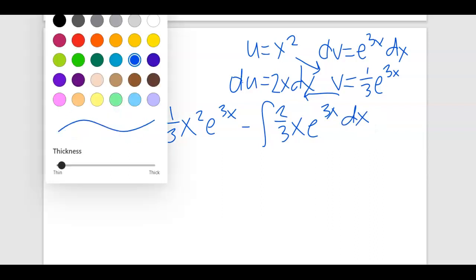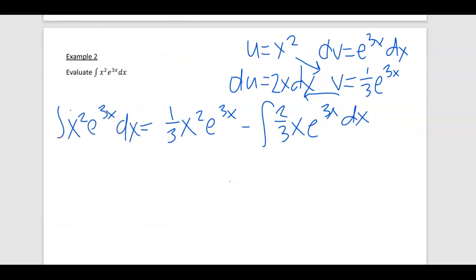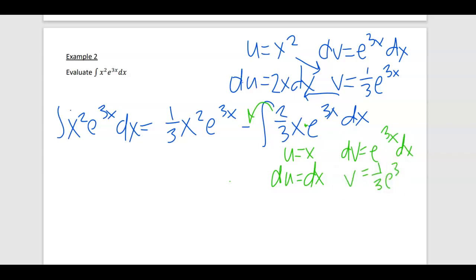I need to use integration by parts again because I can't take the antiderivative of this. Let u continue to be that same function. Let's take the 2/3 out here. Okay, so du equals dx. Now I'm going to eventually get that piece to go away. dv equals e to the 3x dx. And so again, I get 1/3 e to the 3x as my antiderivative.